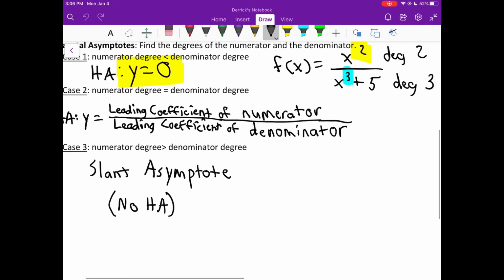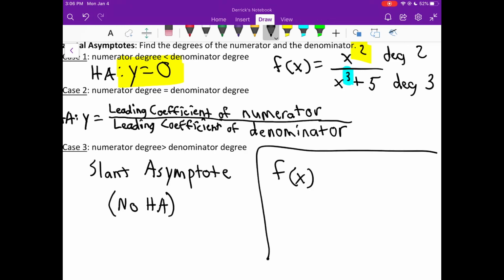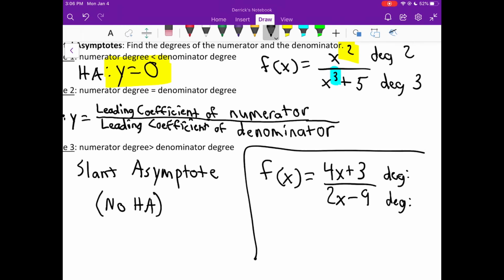That's the easier one. Let's talk about case number 2 where you have to divide the leading coefficients. Let's say I give you a function f of x is equal to 4x plus 3 over 2x minus 9. Again, you would want to find the degree of the numerator and the degree of the denominator. Well, if I look at the numerator, I see an x to the first power, right? If they don't show me an exponent, there's really a 1 there. That is the only variable I see, therefore it must be the greatest exponent, so it has a degree of 1. I also see only a 2x to the first in my denominator. I don't see any other variables, so that must be the variable with the greatest exponent. So both numerator and denominator have a degree of 1. That would mean they are equal.